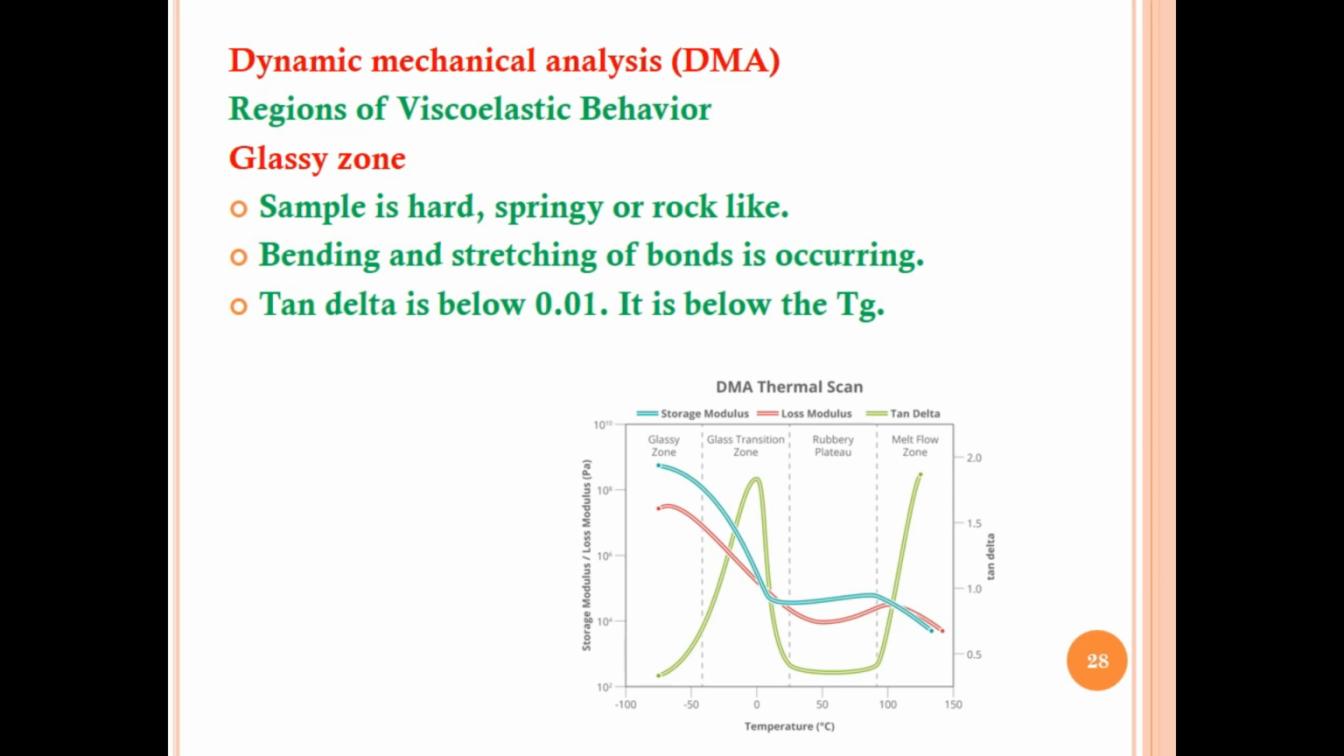For example, first of all, we discuss the glassy zone. The sample is hard, springy, or rock-like. Bending and stretching of bonds is occurring. Tangent delta is below 0.01 and it is below the Tg. Tg is the glass transition temperature. So in the glassy zone, you can see the green tangent delta is less than 0.01, while in the glassy zone you can see the storage modulus and the loss modulus on the high side of the tangent delta.